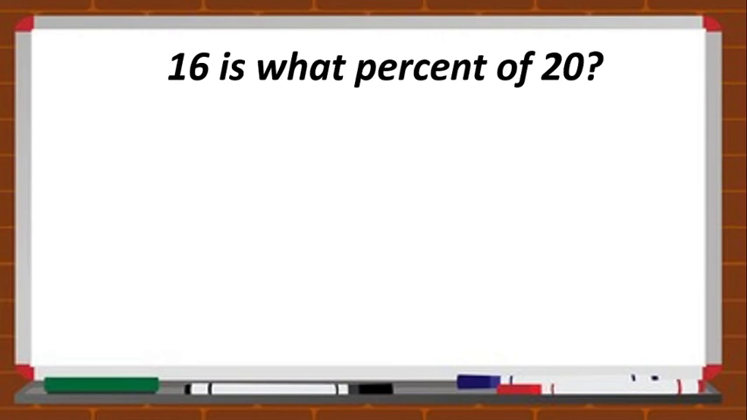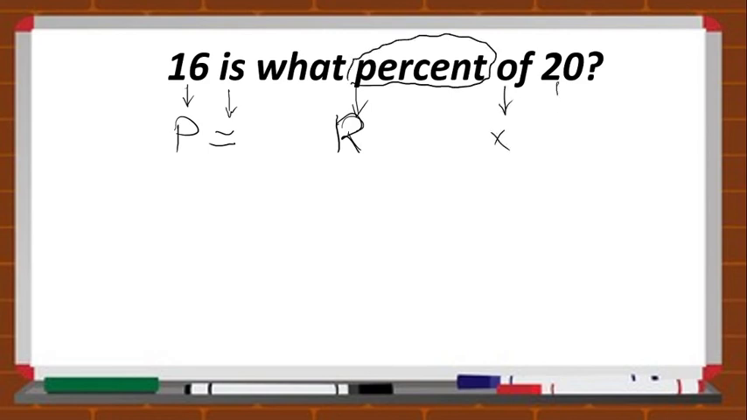So let's name the element. 16 will be our percentage because it is written before the word "is." And "is" can be expressed as equal. And "what percent" will be our rate, because of the word percent. Then "of" means times, then 20 will be our base. So percentage will be 16 equals R times base, where the value is 20.